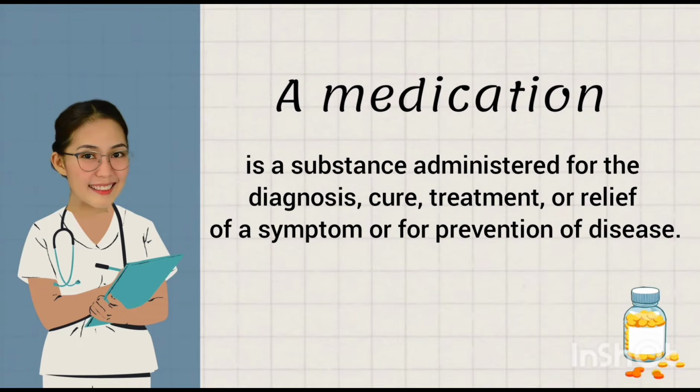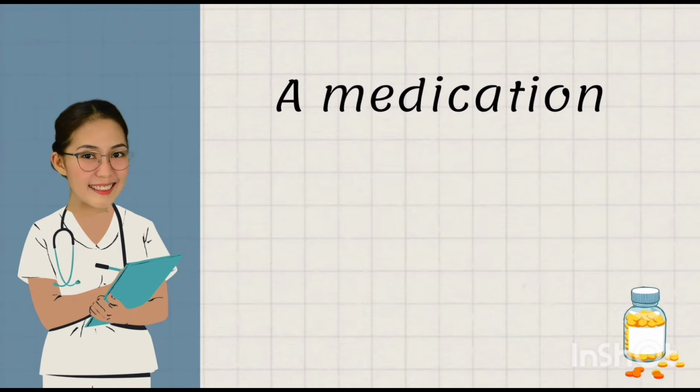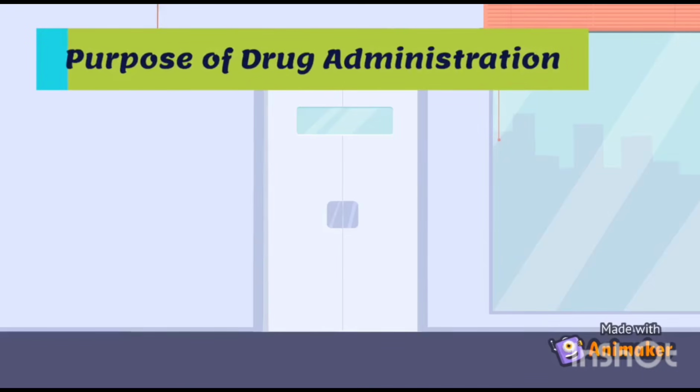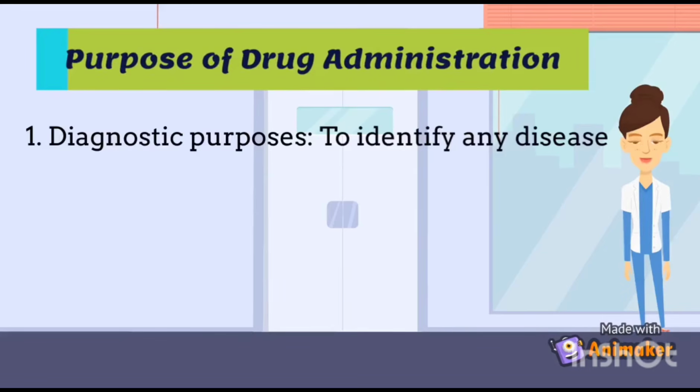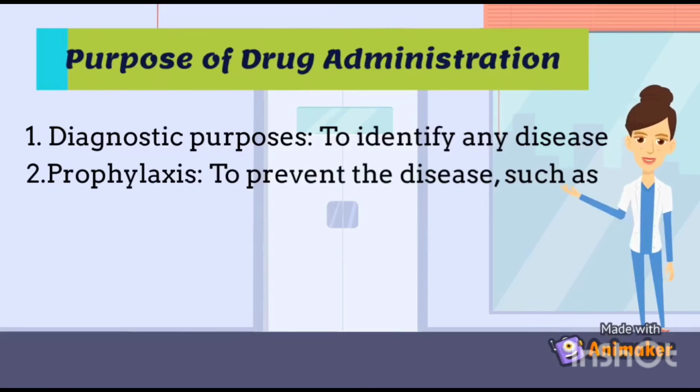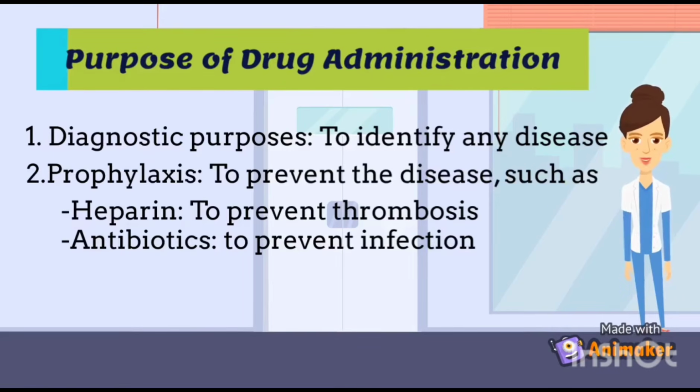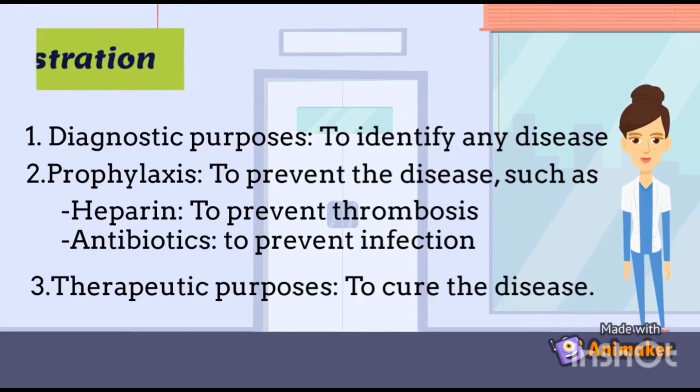A medication is a substance administered for the diagnosis, cure, treatment, or relief of a symptom or for prevention of disease. Drugs can be administered for these purposes. Number 1, diagnostic purposes, to identify any disease. Number 2, for prophylaxis, to prevent the disease, such as heparin to prevent thrombosis, and antibiotics to prevent infection. Number 3, therapeutic purposes, to cure the disease.